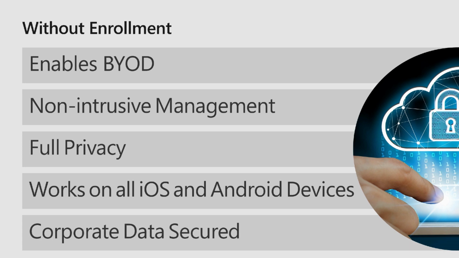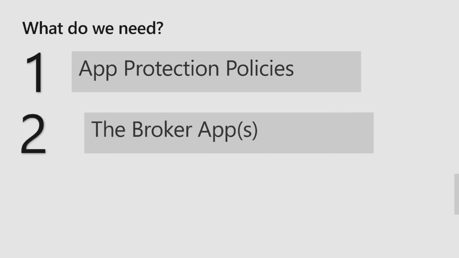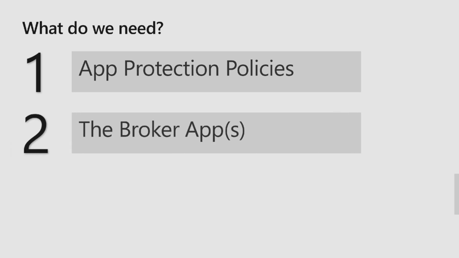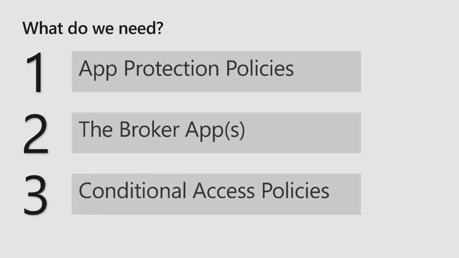And again, the corporate data is secured on the device, even though we have no idea how that device looks. So what do we need to get this? We need three things. We need the app protection policies in Intune. We need a broker app on the device. And we do need some conditional access policies to be able to enforce these down on the user.